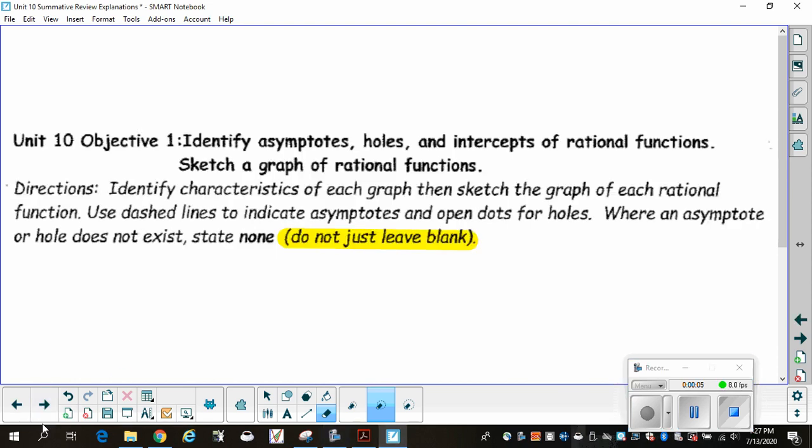For the first objective, you will need to identify asymptotes, holes, and intercepts of rational functions and sketch the graph of a rational function. When something doesn't exist, such as an asymptote or a hole, you will need to write none in the blank. That way I know that you know there are none, not that you have no idea what to do. So don't leave something blank. You need to indicate none.